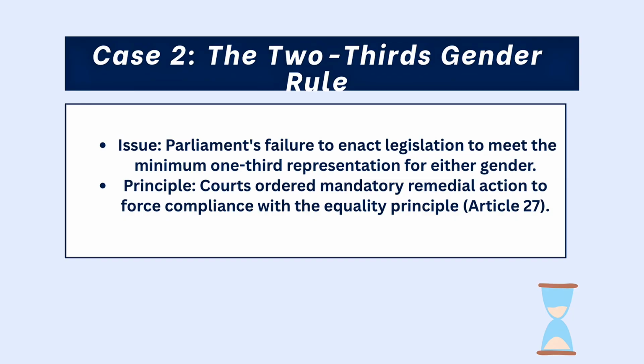Gender rule. Case 2, the 2/3 gender rule. The issue was Parliament's failure to enact legislation to meet the minimum 1/3 representation for either gender. The principle established was that the courts ordered mandatory remedial action to force compliance with the equality principle in Article 27.